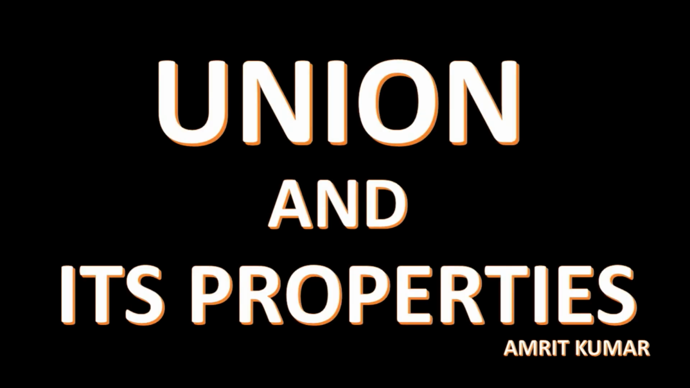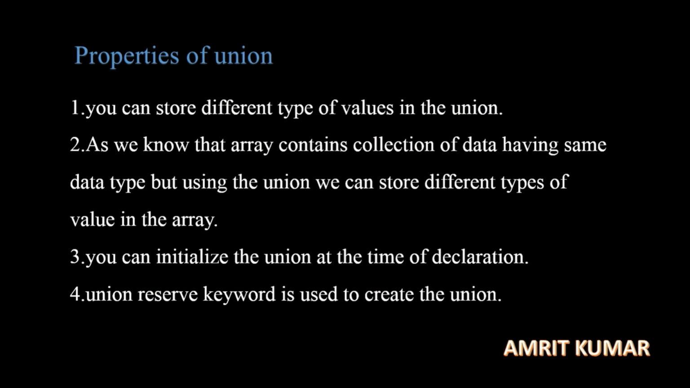Union and its properties. Here are the properties that I'm going to discuss about the union. You can store different types of value in the union because of the different data types. As we know that an array contains a collection of data having the same data type, but using the union we can store different types of value, and that is also clear. It is similar to the structure. You can initialize the union at the time of declaration. I have told you about this in the structure too.